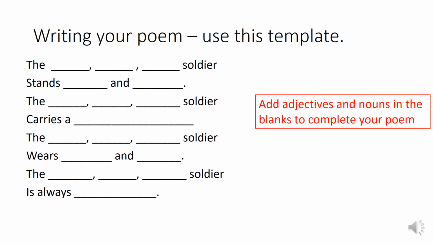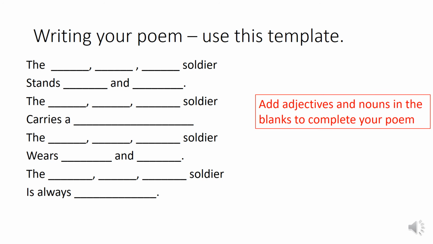I'm going to leave it to you to complete this, but just to start you off, so I've got the something something soldier. So soldier is a noun. Maybe we could put 3 adjectives in there to describe our Spartan soldier. So we might have the brave, ruthless, determined soldier. Stands tall and proud. And then you can come up again with some more adjectives and describe what they're carrying, describe what they're wearing, and how they are.